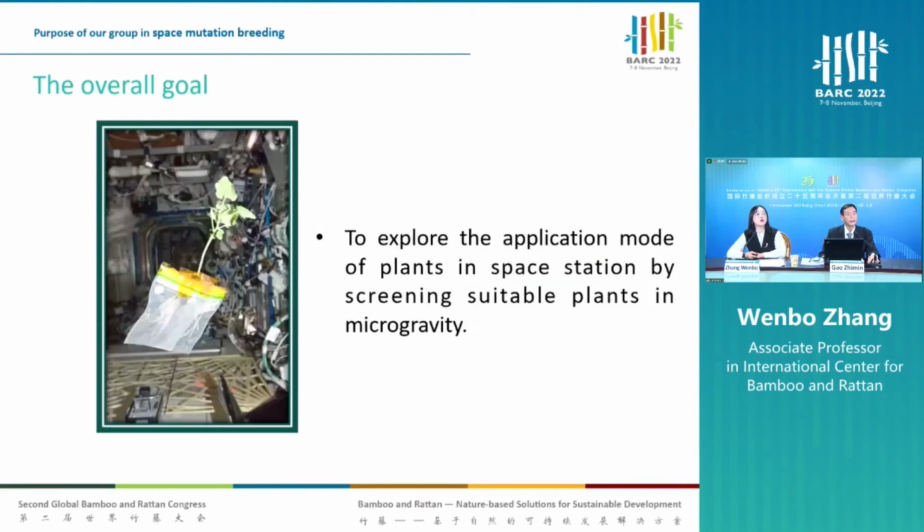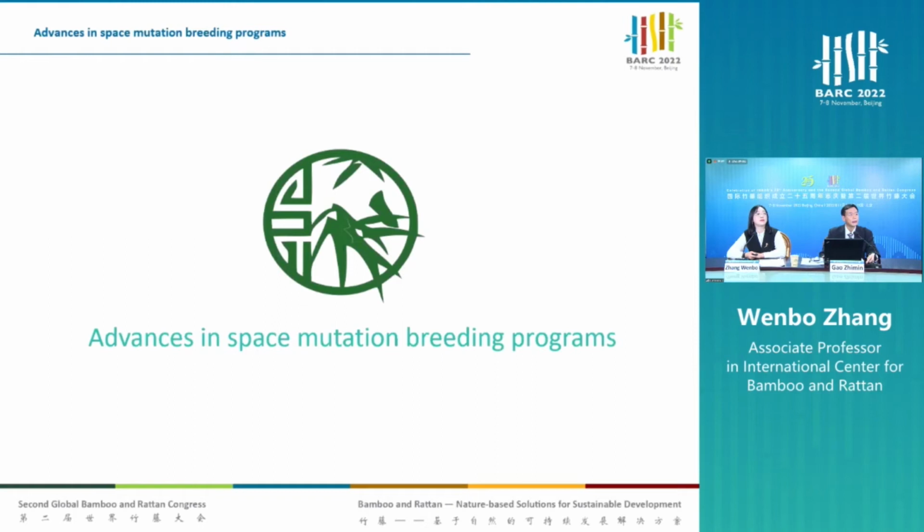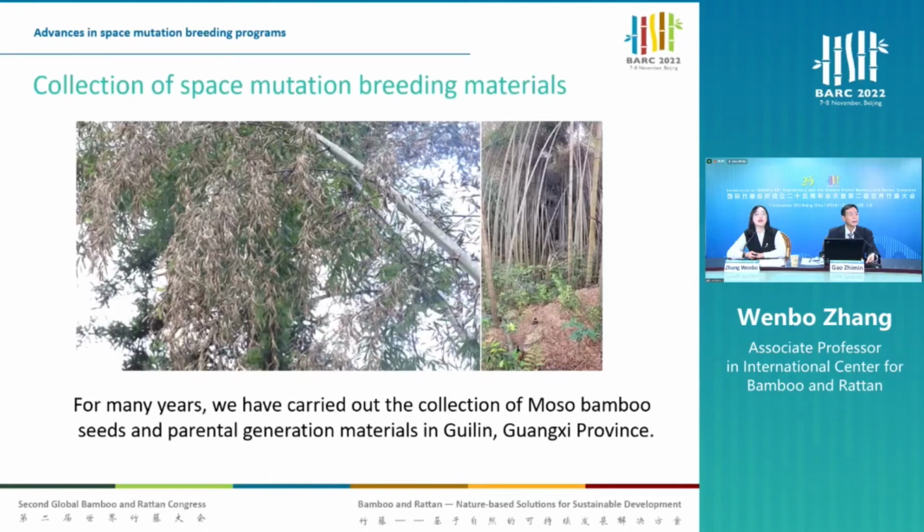We also want to explore the application mode of plants in space by screening suitable plants in microgravity. And now I will introduce our current work. For many years, we have carried out the collection of moso bamboo seeds and parental generation materials in Guilin, Guangxi province.